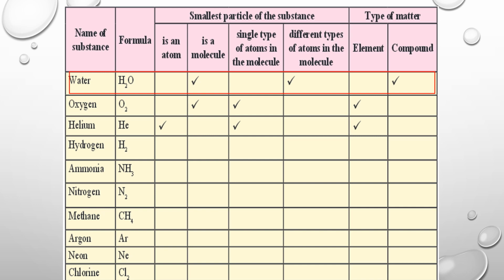Okay. Now going to the next two columns, you need to find out whether it's an element or a compound. Always understand the definitions of these. Element is any substance which has single type of atom in the molecule, and compound is anything which has different type of atom in the molecule. Here in the example of water, we have ticked in the column of different type of atoms in the molecule, so obviously it is going to be a compound, because compound is nothing but different type of atom in the molecule. I hope this is clear.